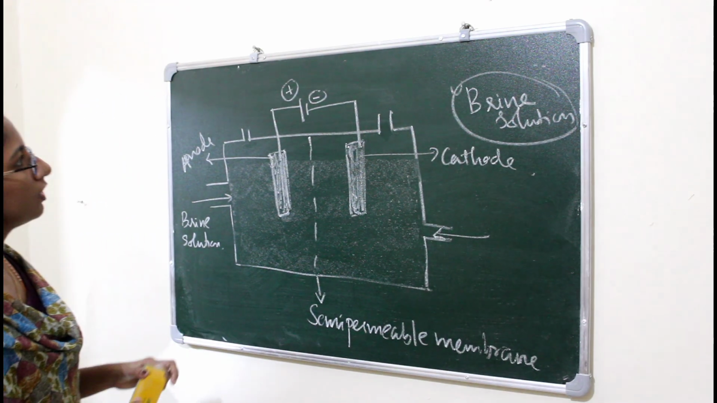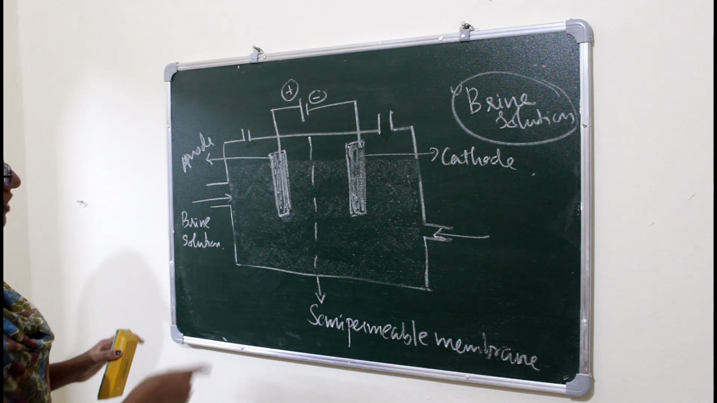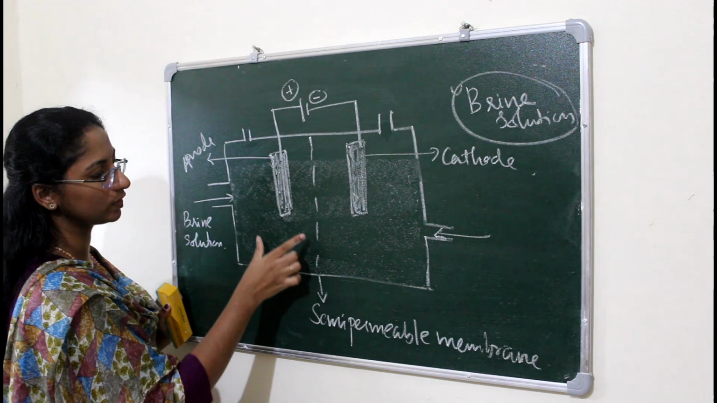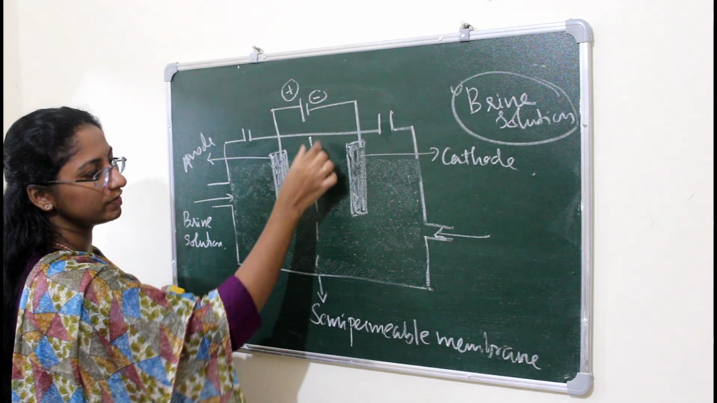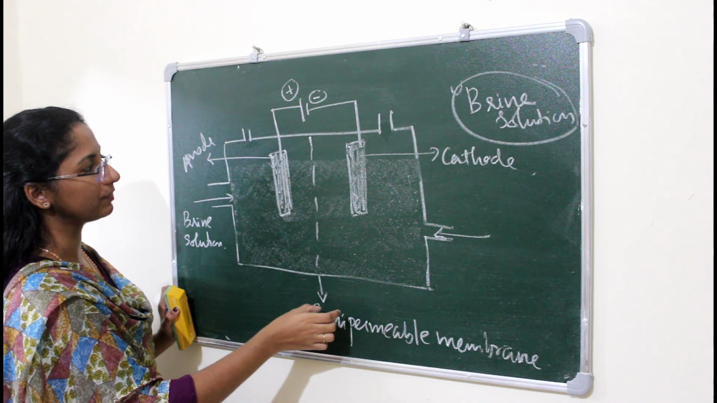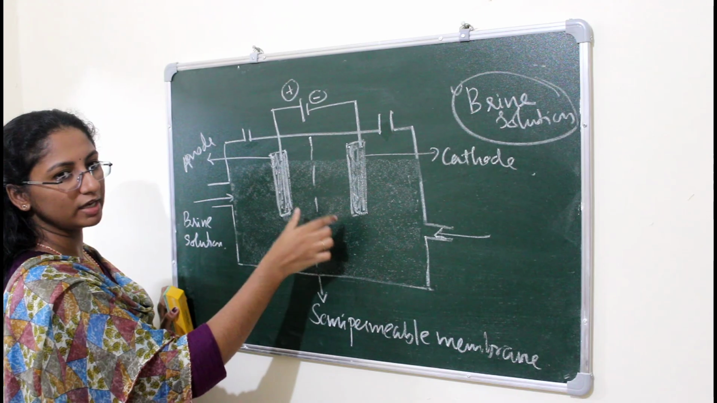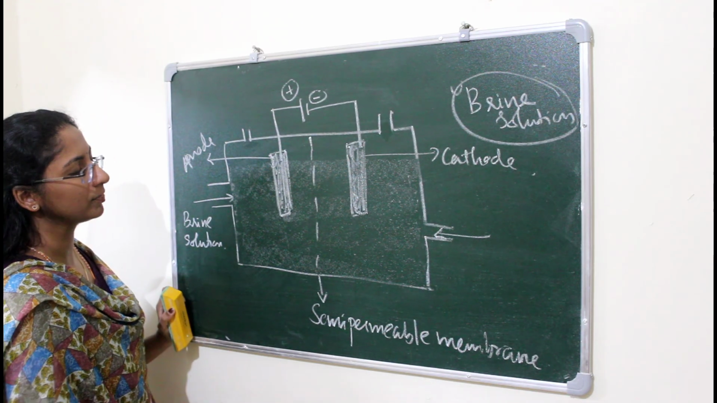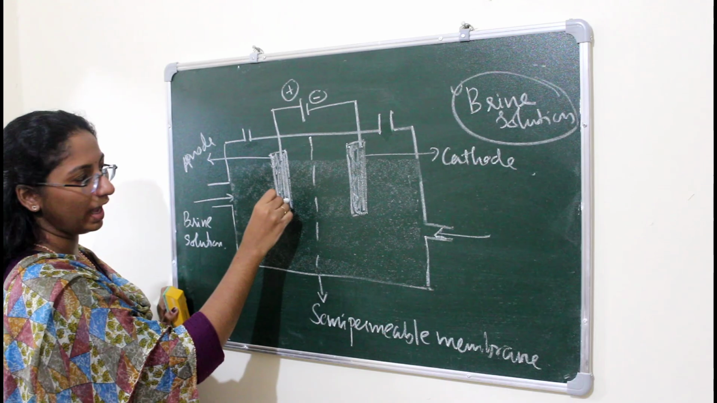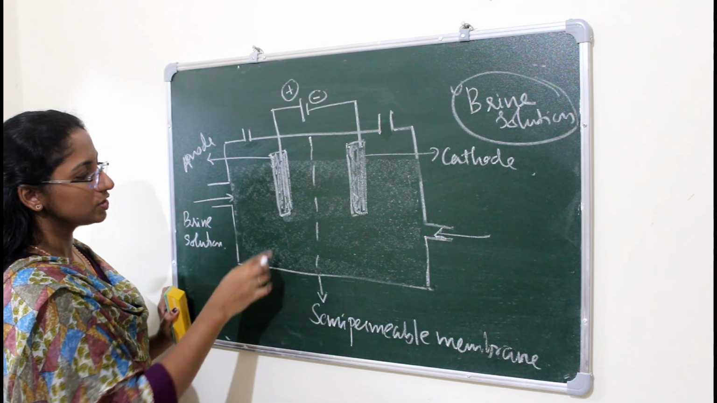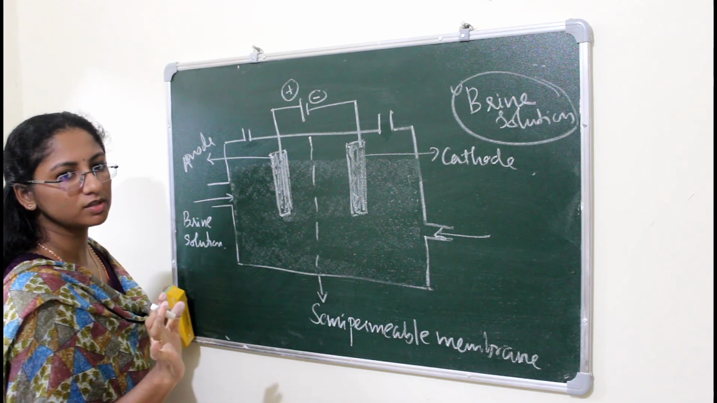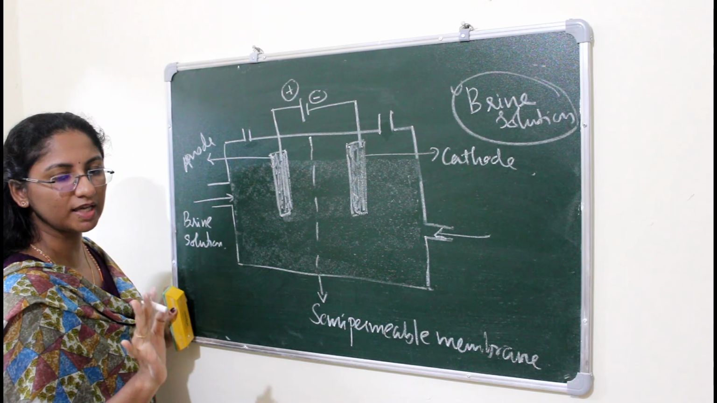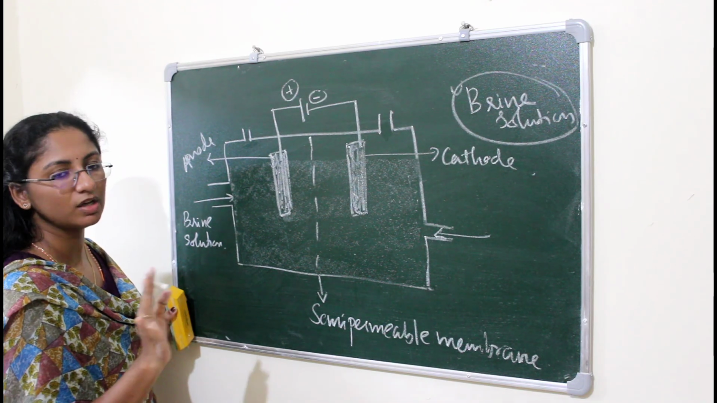So we can say that we are taking an aqueous solution of sodium chloride in this container, which is separated by a semi-permeable membrane, and we are placing two electrodes connected with a battery in this setup. This one is anode and this one is cathode. So this solution will contain what? Sodium chloride. That means Na plus and Cl minus along with water.